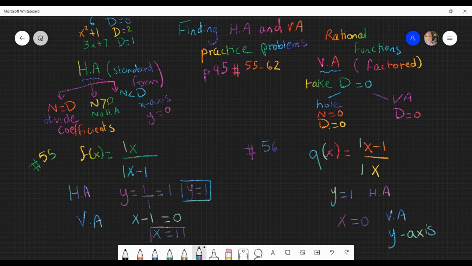And of course, every time you find horizontal and vertical asymptotes, you can graph those on Desmos and look at the graph closely and decide whether what you did is correct or not.